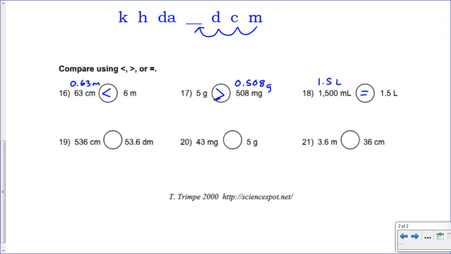536 centimeters to meters, or sorry, to decimeters in this case. We're just jumping over 1 spot, centimeters to decimeters. So this is 53.6 decimeters, and you can see that those are equivalent as well.